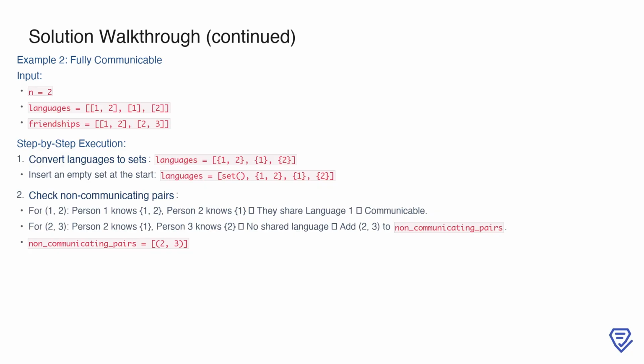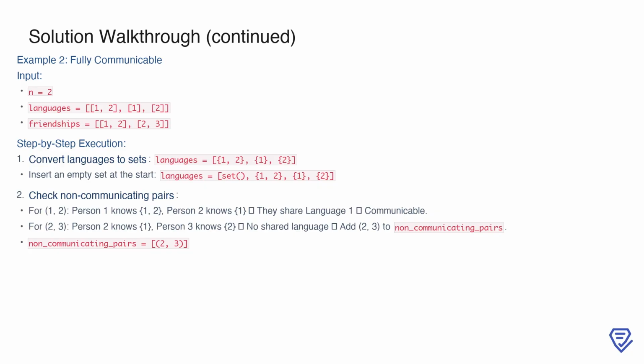Person 1 knows both languages, person 2 knows only language 1, and person 3 knows only language 2. The friendships are defined as person 1 being friends with person 2, and person 2 being friends with person 3. Converting the list of languages into sets, we create a one-indexed list by inserting an empty set at the start. Now, for each friendship, we check if the two people in the pair share a common language.